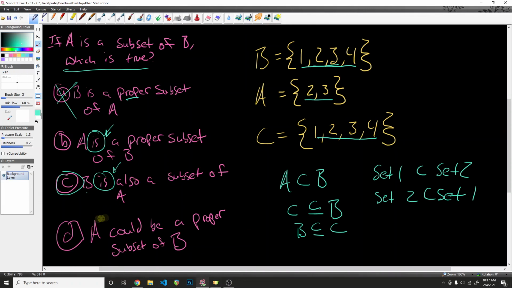So the only possible answer is D. A could be a proper subset of B. And that's true, we don't know. In this case, A is a proper subset of B. But it's also possible that A could be 1, 2, 3, 4, just like C. And if that was the case, then it wouldn't be a proper subset. So all we know is that maybe not, but it could be a proper subset of B.